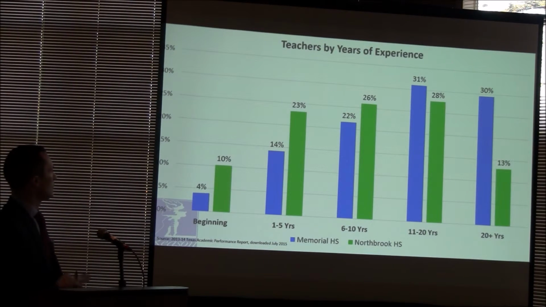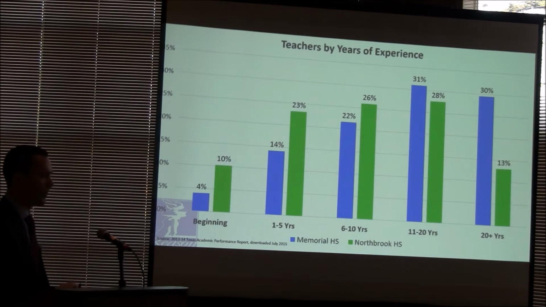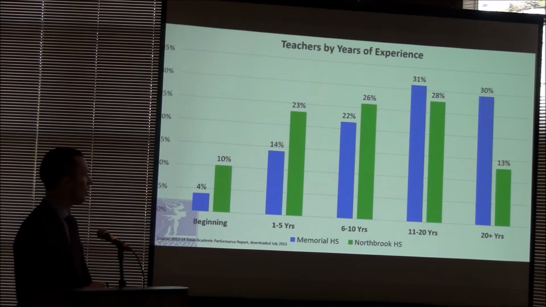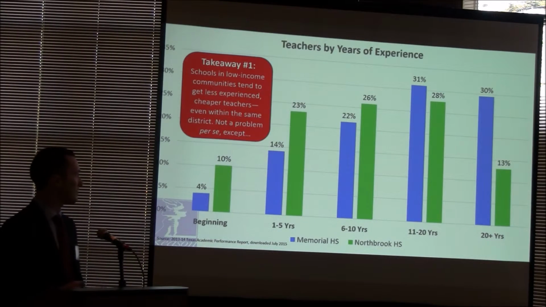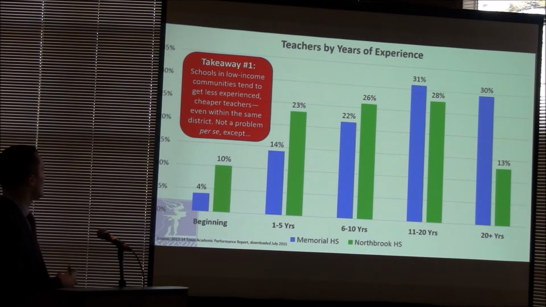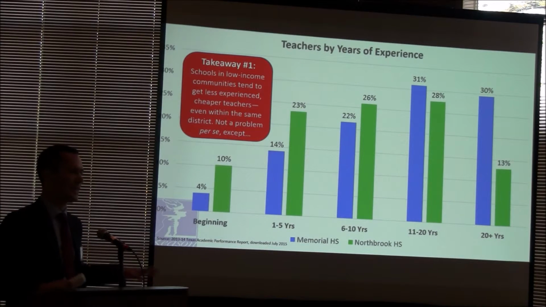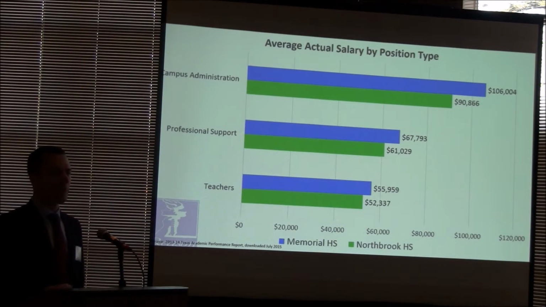And here, you start by looking at the years of experience of their teachers. For Memorial, about 61% of their teachers have 11 plus years of experience, and for Northbrook, that number is about 41%. So clearly, Memorial has a much more experienced and therefore expensive staff. So key takeaway number one from this case study: schools in low-income communities tend to get less experienced and cheaper teachers, even within the same district. One point to stress here is that this is not a district versus district comparison, this is all within one school district.